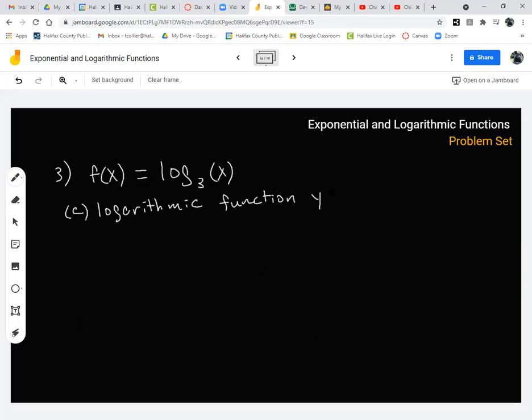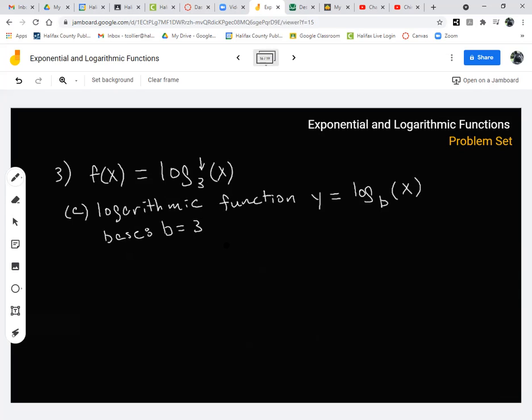Typically, when you write a log function, you're going to have a logarithm with some base. We just call it b if it's unknown. And we're going to have the variable inside the parentheses right next to it. So the way we would read this is log base b of x, log of x. And right now, the base is going to be a 3. So we can say that the base is going to be a 3.